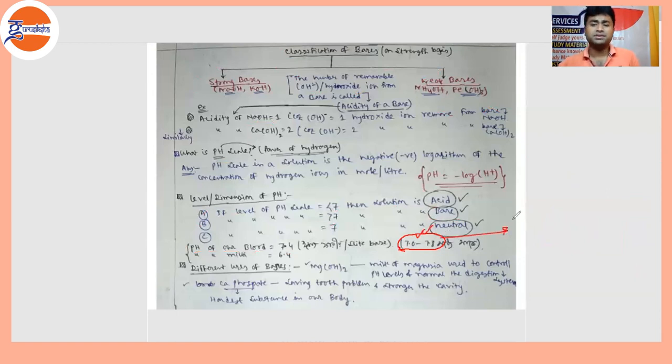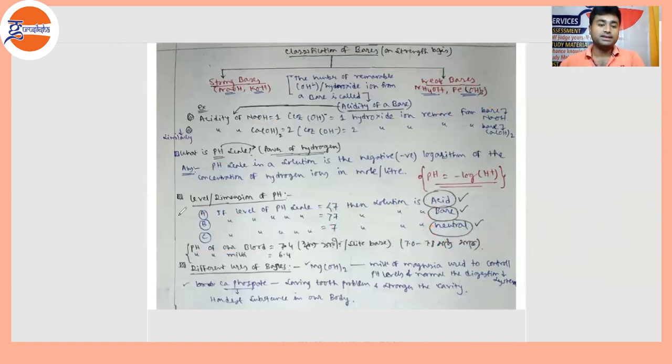Now sometimes it varies. Suppose a child or a boy has a pH of 7.3, or an old person has a pH of 7.6. It may vary. So that's why we take an average figure like 7.4 as the average pH of our blood. Okay.